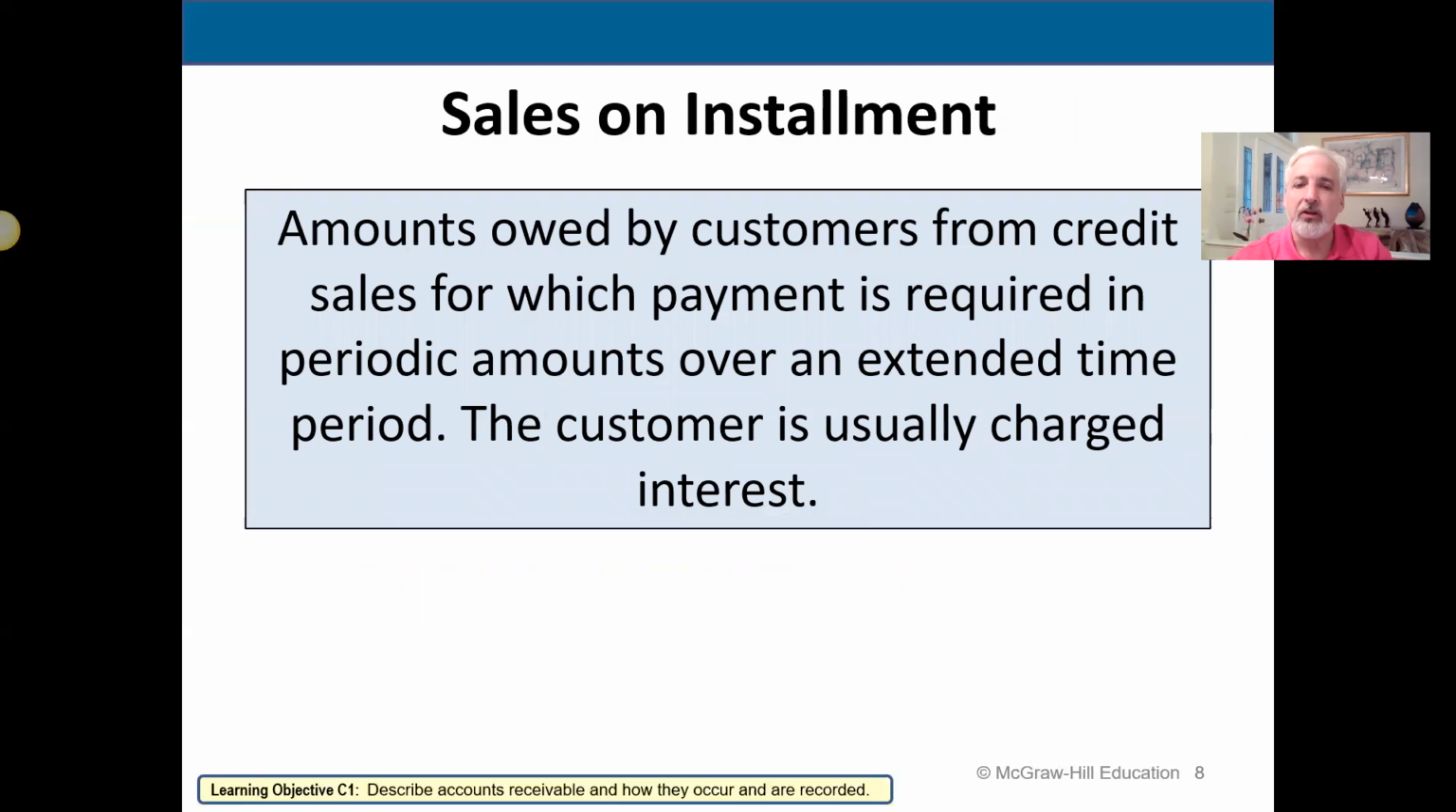Then you have installment sales. Customers owe from credit sales, in which payment is required periodically over an extended time. There are installment sales and there are leases, which are a little bit different. Usually there's interest associated with an installment sale. Nothing's free.